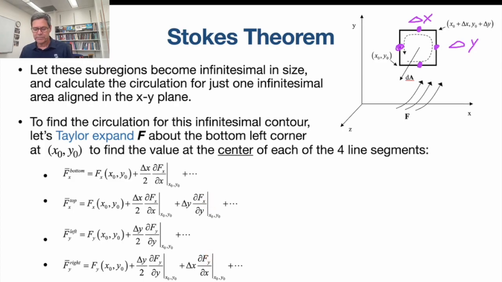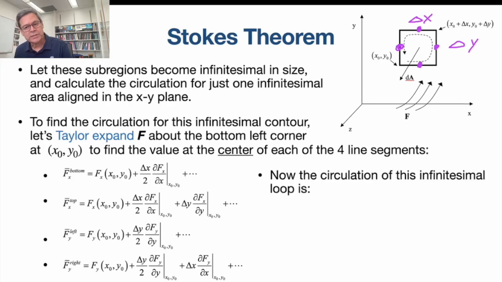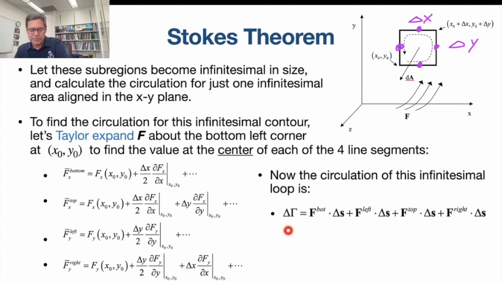Okay. So the circulation of this infinitesimal loop, if I put all this information together, let me just call it a delta because it's an infinitesimally sized loop. It's the function at the bottom side times the displacement of the bottom side, the function on the left side times the displacement on the left side, the function at the top side times the displacement on the top side, and the function on the right side times the displacement on the right side. At least in vector form. I haven't taken a dot product.